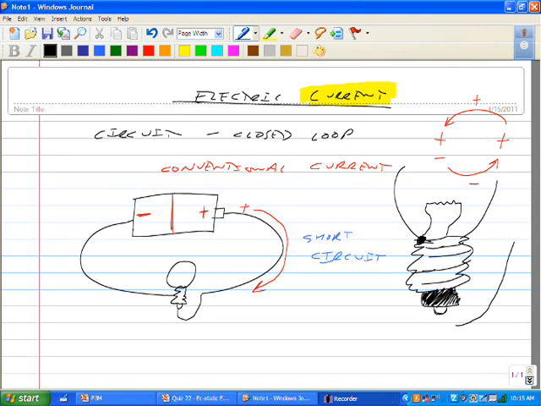So that current, as it comes in through the tip, runs up here, has to go through this really skinny part, which we call the filament. And then the other end's connected to the threads. So when I connect the threaded part and the tip part, I complete the circuit and allow electricity to flow through the bulb. And that's when the bulb lights up.